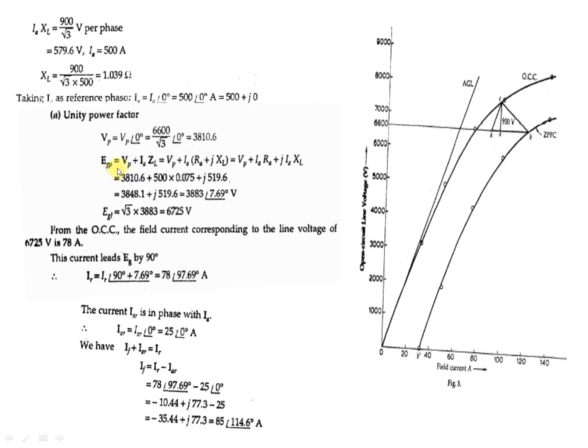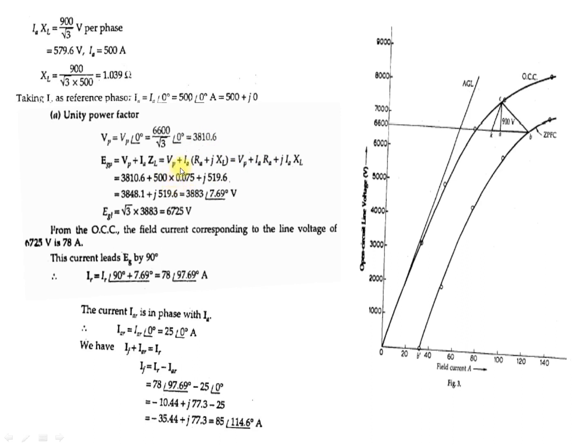By using this per phase value, we can find out the generated voltage E is equal to Vp plus Ia ZL. This ZL can be expanded as RA plus jXL. So we can write Vp plus Ia, RA plus jXL. Now we can substitute these values. Vp has been given as 3810.6 plus IA, which is going to be 500.